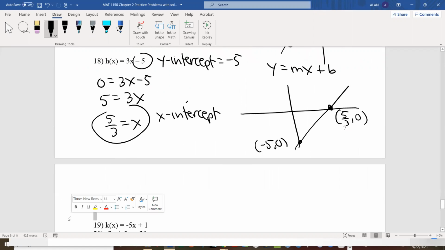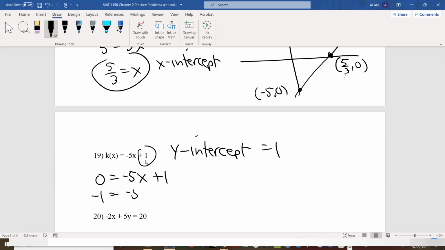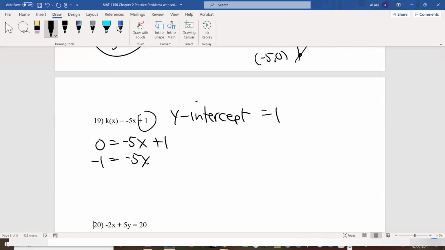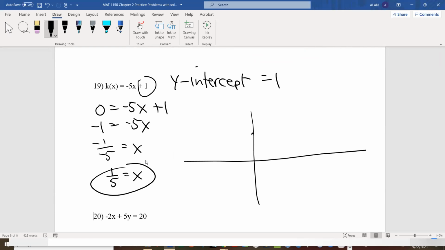Now, this next one, again, it's written in a form where we can see easily that the y-intercept is here. The x-intercept, you just simply set this equal to 0 and solve. And so you end up with 1/5 as your x-intercept. All right, so let's see what this looks like.